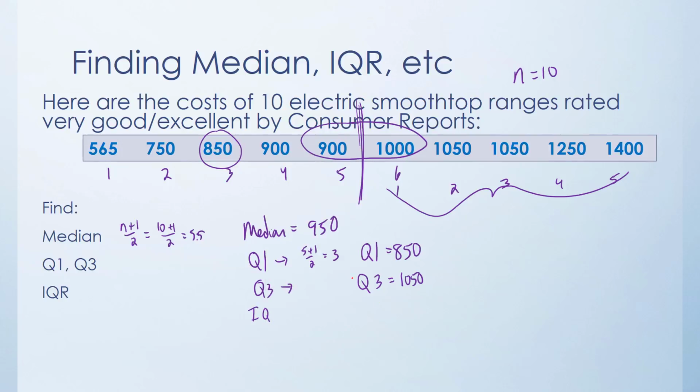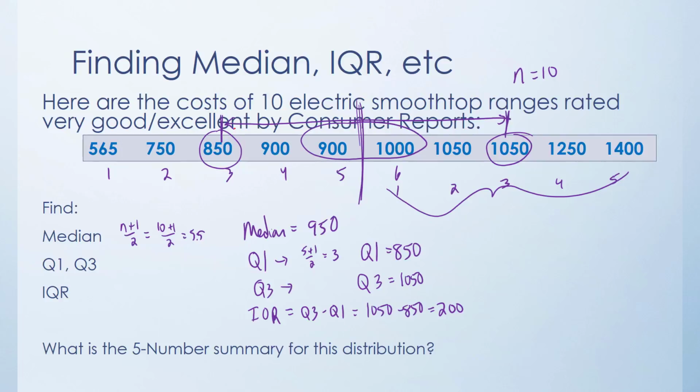Interquartile range is equal to, remember, Q3 minus Q1. So this is going to be 1050 minus 850, which is an interquartile range of 200. So that means that the middle 50% of our data, the middle 5-ish numbers really, goes from 850 to 1050, a distance or spread of 200.